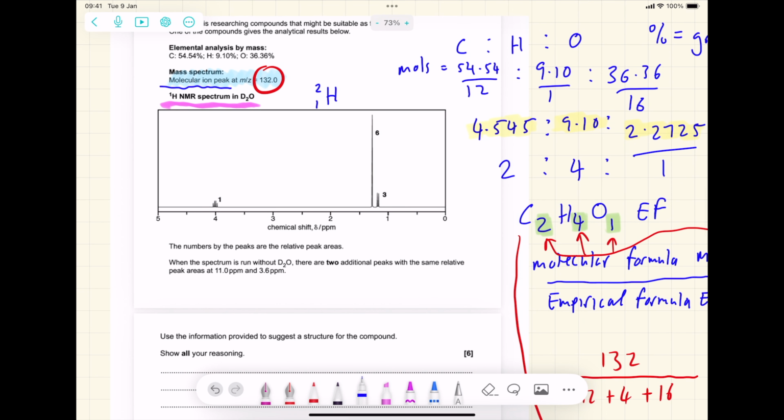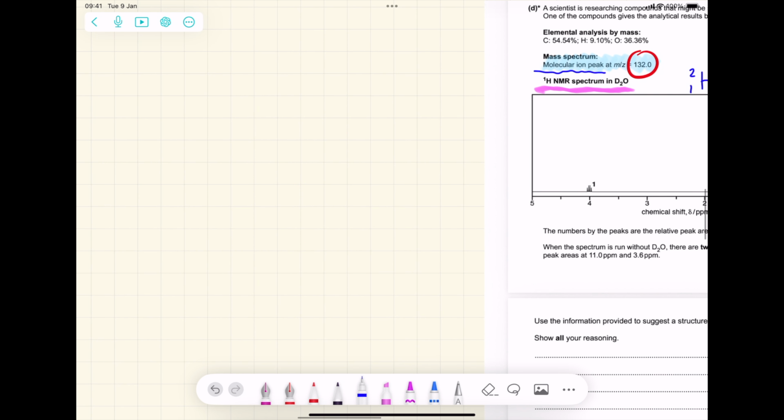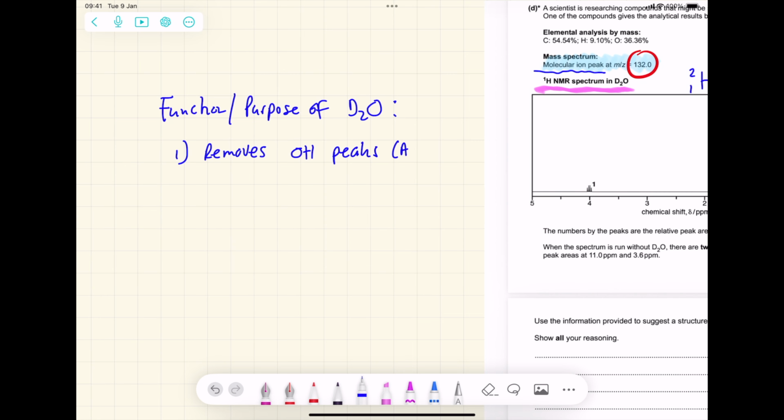So before we actually dive into this spectrum, I'm just going to add a note on the function and purpose of D2O, so you know this going forward, should you see it again, and understand why we use it. Number 1, it removes OH peaks, so think alcohol, think carboxylic acid. And number 2, it removes NH peaks, so think an amino group or anything which has an NH2. Those protons that would have produced a peak in the NMR simply disappear. So that's what's happened there.